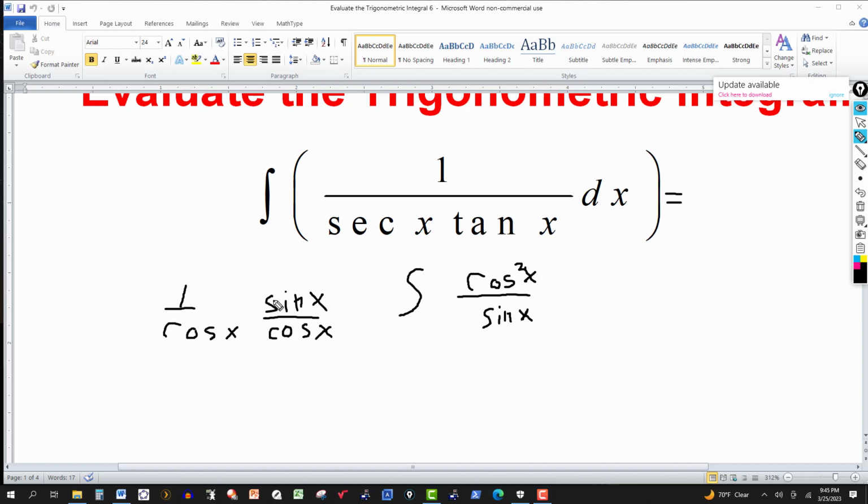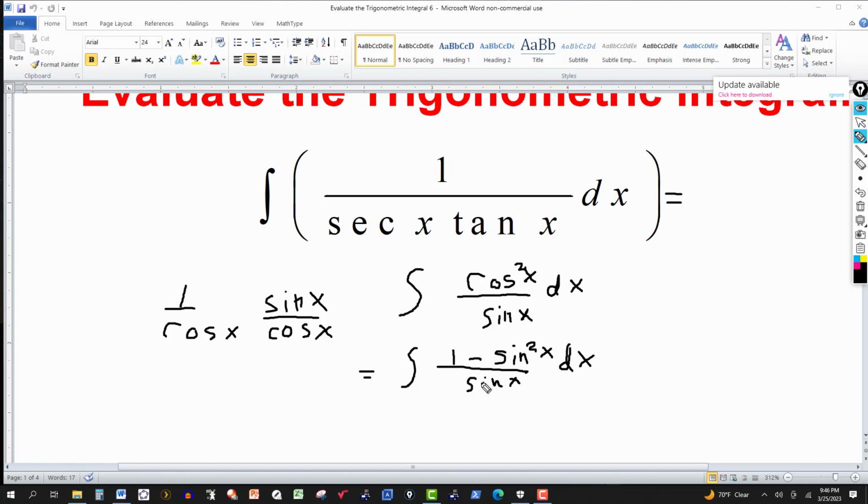Again, this is sine over cosine squared in the denominator, multiplied by the reciprocal, numerator and denominator, we get this dx. And at this point it doesn't look good for a u substitution, so let's rewrite this. Cosine squared of x, again using the basic fundamental identity, sine squared of x plus cosine squared of x is equal to 1. So I can replace the cosine squared by 1 minus sine squared of x, and that's over sine of x.